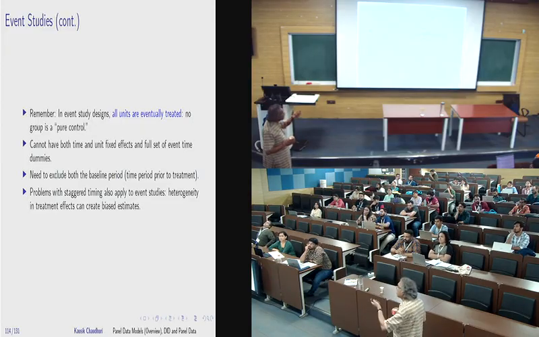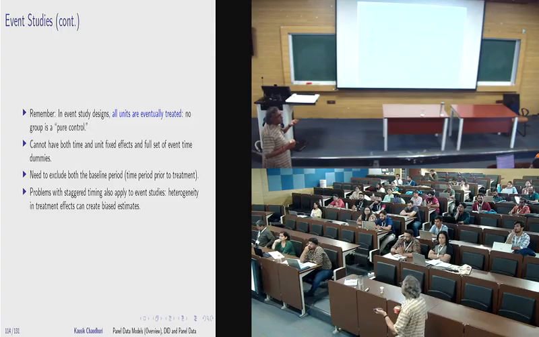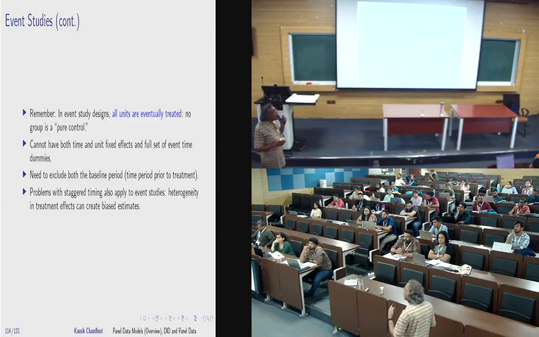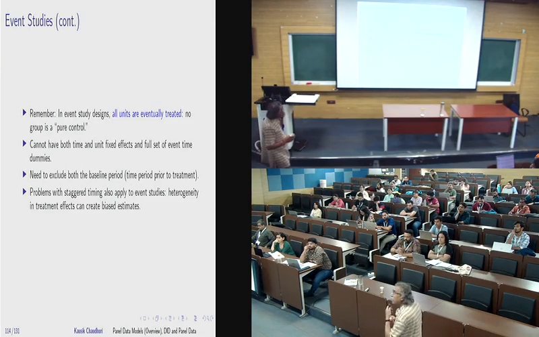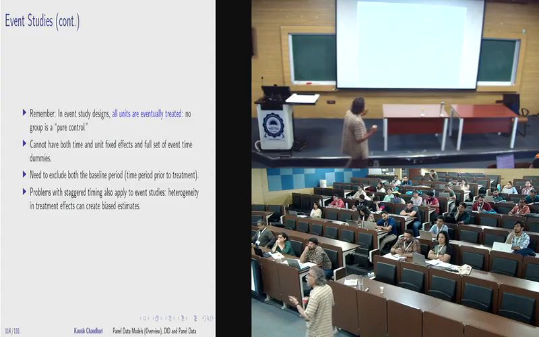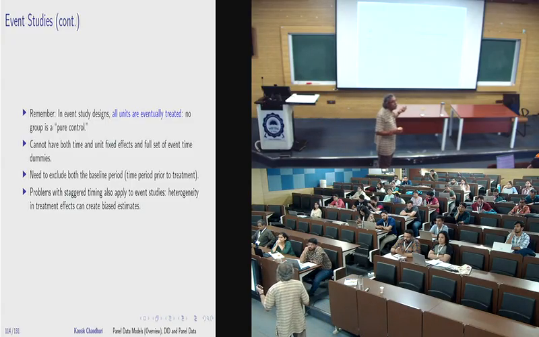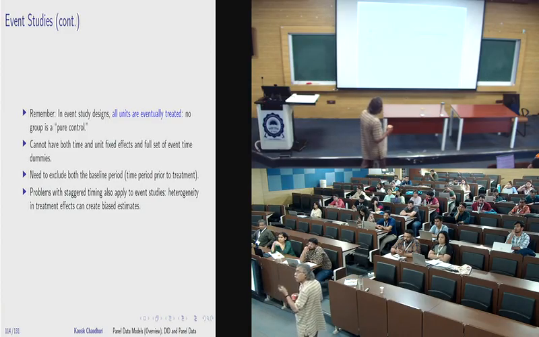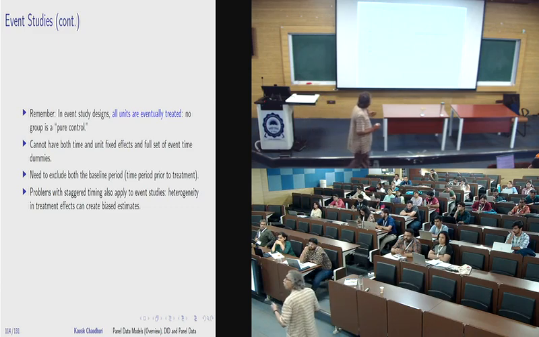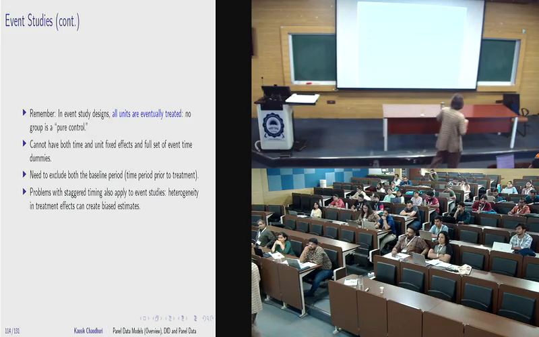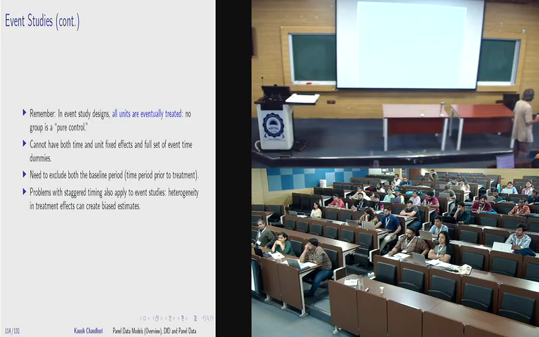Event study design, as I said, all units would be eventually treated. So there is no concept of a pure control group. No group is a pure control. Okay? Then we cannot have both time and unit fixed effects and a full set of event dummies, because they would be collinear with each other, and we need to exclude the baseline period, which is the time period prior to the treatment. Okay? And the problem with staggered timing also applies to event study, and then perhaps we need to think of the heterogeneity in treatment effect, and that's what I'm going to do in terms of the staggered setting.